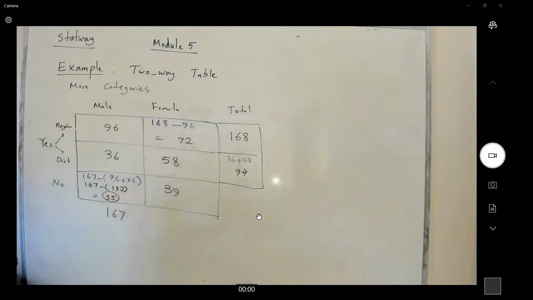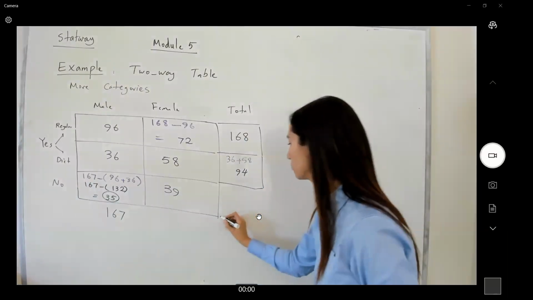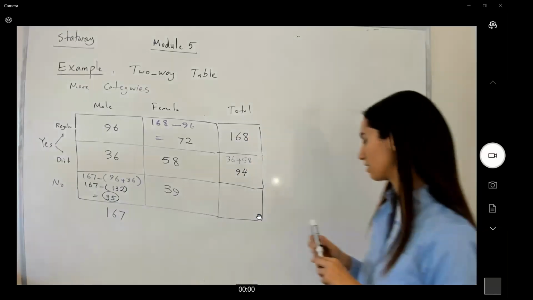Excellent, everyone. Thank you. And finally, how do you find the total here? The total is 35 plus 39.